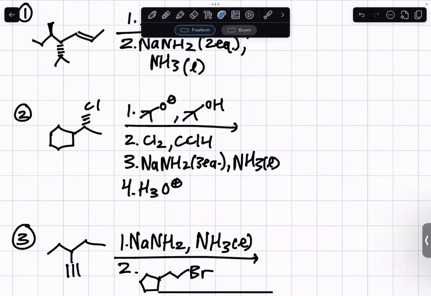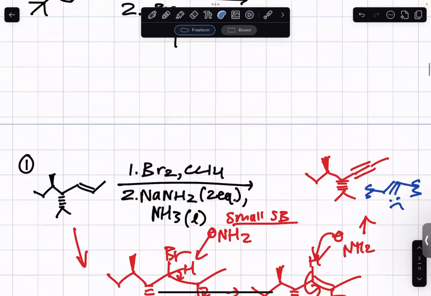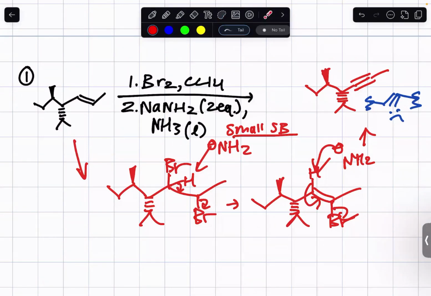Actually, I had a question. Yes. Does the Br minus always attack on the more substituted carbon in order to make it trans? Like the Brs have to be trans to each other, right? Yes, the Brs here have to be trans to each other because this halogenation reaction is anti-addition.